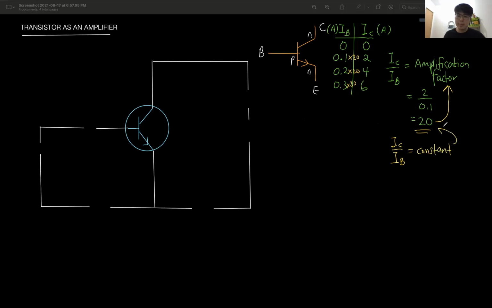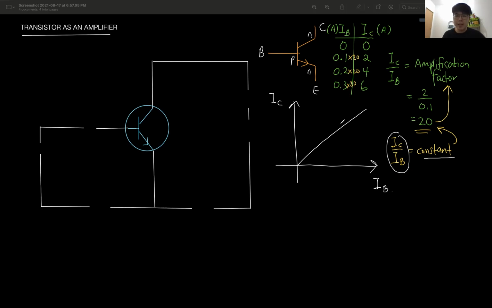In this case, it is always 20 times. If I plot the graph of IC against IB, what do I get? I will get a straight line, starting from 0. Why a straight line? Because IC divided by IB is constant, meaning the gradient IC divided by IB is a constant gradient. It's a straight line.